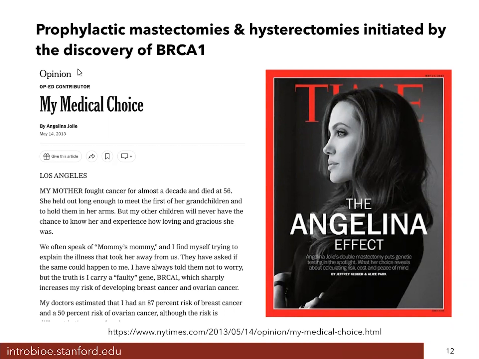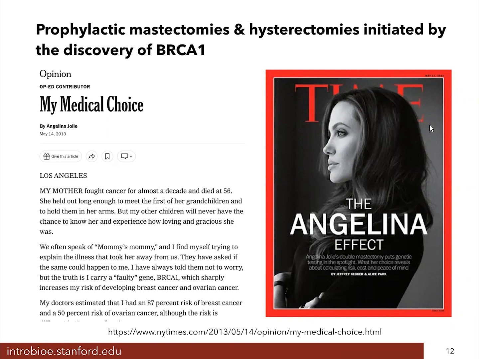And actually, her decision to do this, she was very vocal about. She published an opinion piece in the New York Times and talked about it on a number of daytime talk shows, and it actually led to a number of other women getting screened for BRCA1 mutations. They wanted to know, do I also carry a dysfunctional copy of the protein? And for women who found a mutation in this BRCA1 gene, they were also electing mastectomies and hysterectomies, which is the removal of their ovaries.